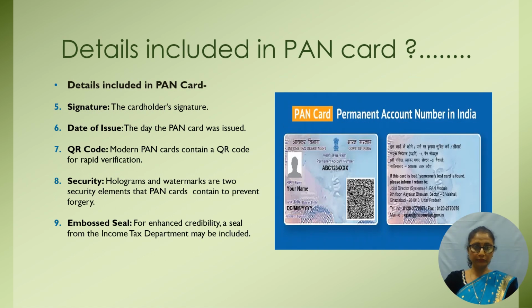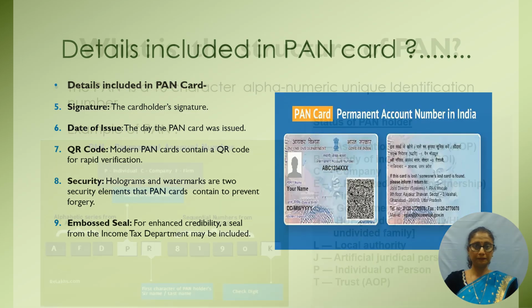It also includes the cardholder's signature, the date on which PAN was issued, and a QR code for rapid verification. Holograms and watermarks are the two further security elements that the PAN card contains to prevent forgery, and for enhanced credibility, a seal from the Income Tax Department.